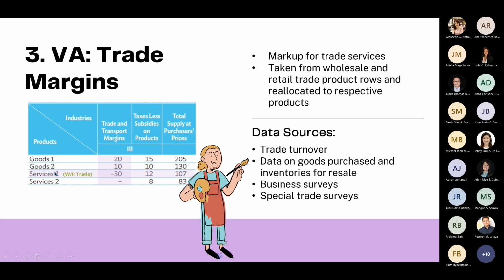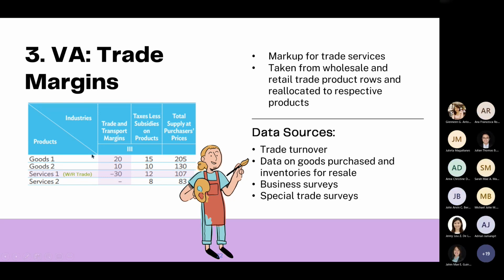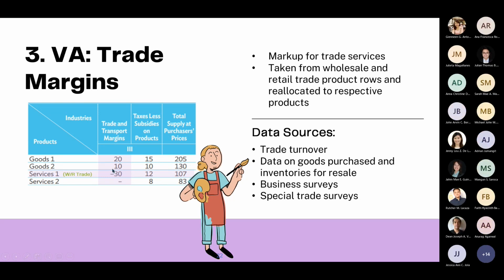And we know that wholesale and retail trade services refer to the margins obtained from trading activity. So in this vector, we have to take all of them out. That's why we have a negative 30 here. So suppose we have $30 worth of margins here, and we have to allocate that to the respective goods in the supply table where the margins are related to. So essentially, we take $20 from the margins here, we add them to good 1 and $10 to good 2.